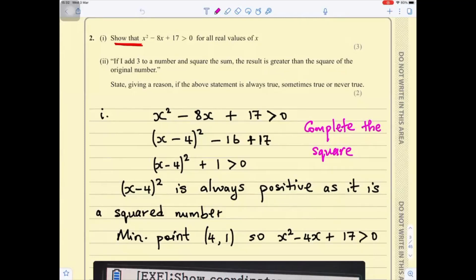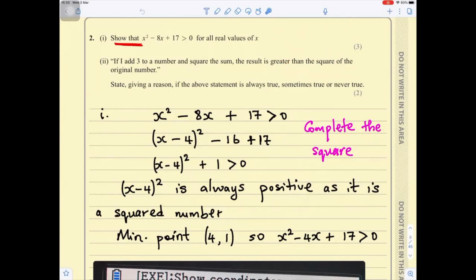Question 2. Show that x squared minus 8x plus 17 is greater than 0 for all real values of x. So what you want to do is complete the square. Half of 8 is 4, so it will be x minus 4 all squared. You will have x minus 4 times x minus 4. That will give you x squared minus 8x plus 16.